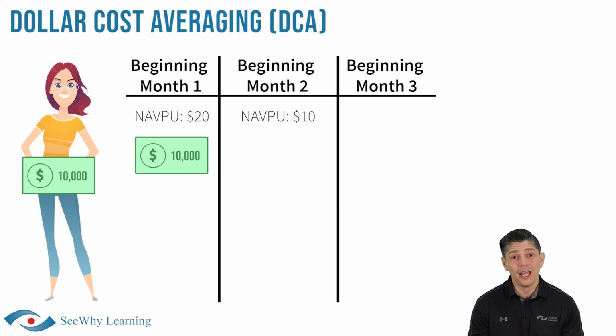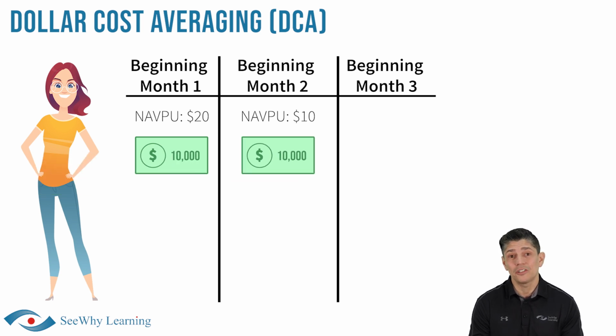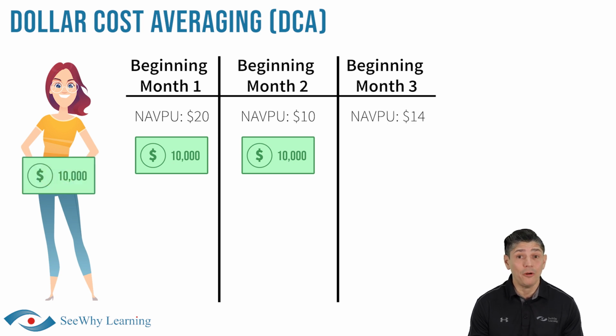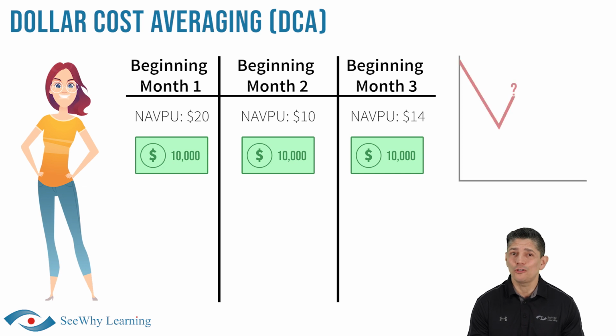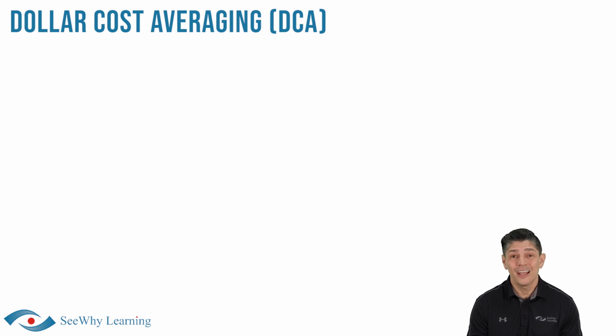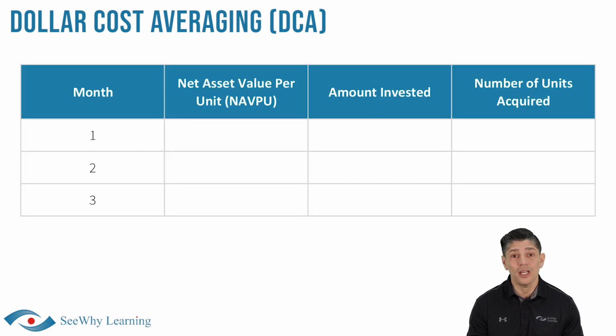She sticks to the plan and invests another $10,000. By the beginning of month 3, the NAVPU had rebounded a little bit and sits at $14. Sarah invests another $10,000. At first glance, things don't look too good for Sarah. One thing for sure, her first contribution is worth much less than what she invested. Let's fill out the table you see on the screen and see how her overall portfolio has fared so far.